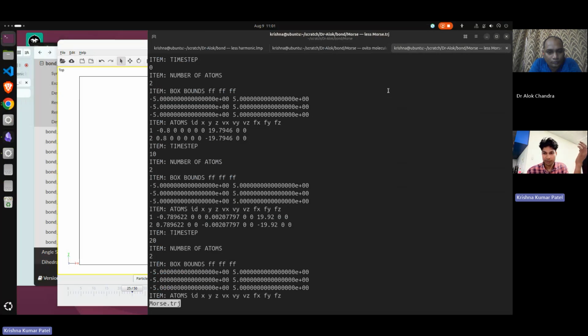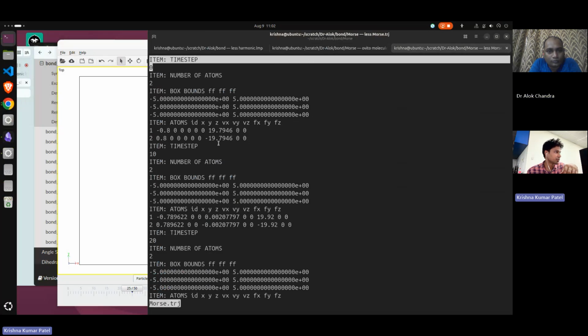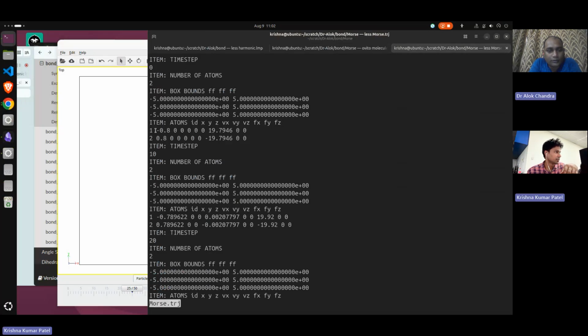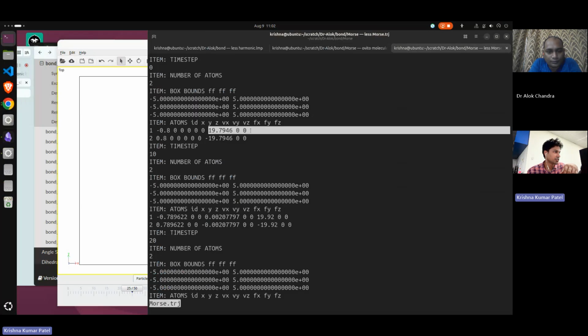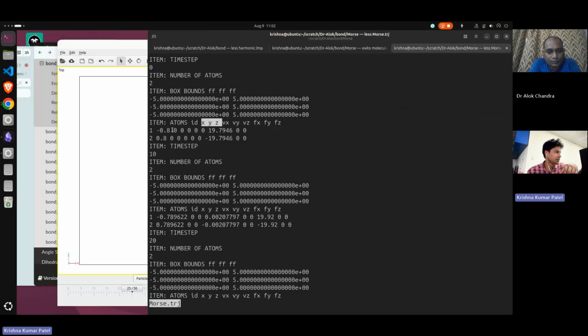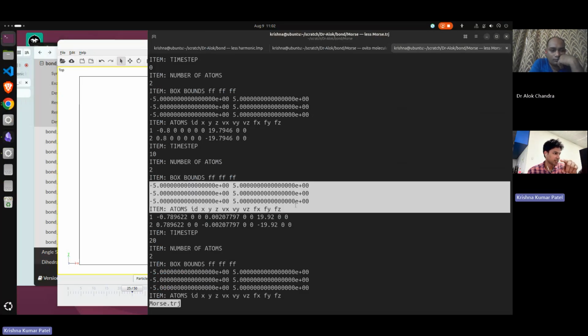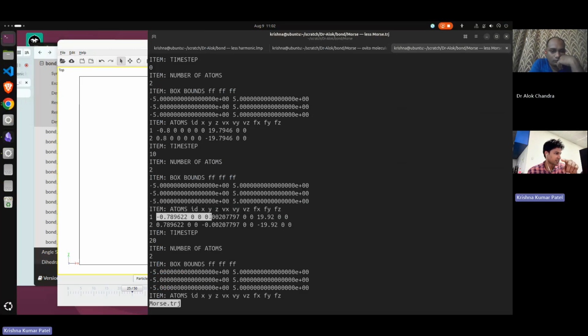This is a trajectory file, so it has information on how the configuration evolves over time, right? You can see time is step 0. This is your configuration. Atom 1 has XYZ values, atom 2 has XYZ values, and so on. In the next time step, the box size remains the same, but the XYZ values change, you can see that, right? These are the XYZ values.